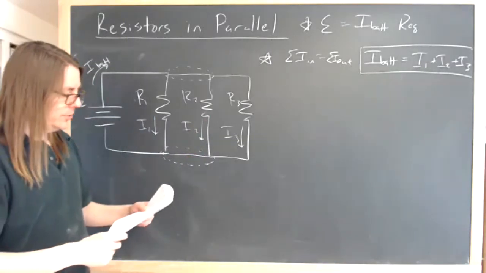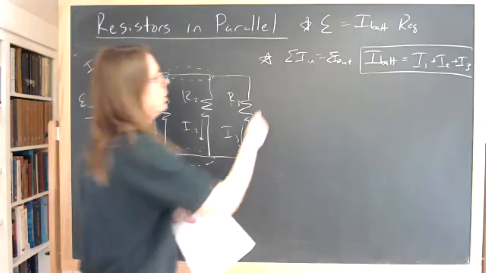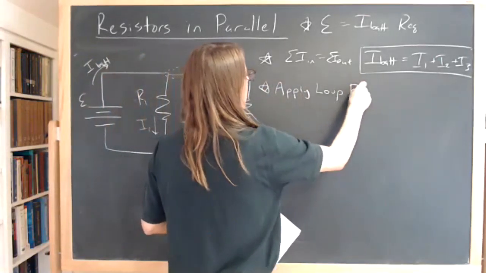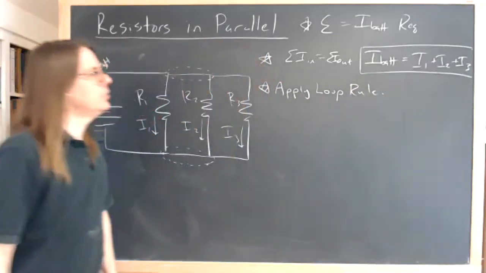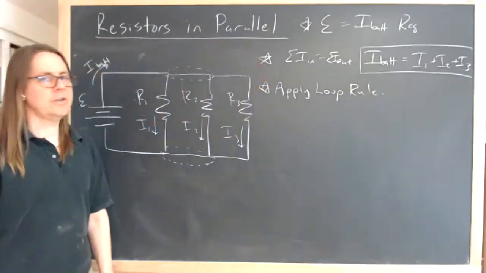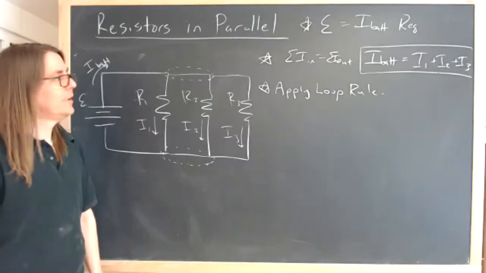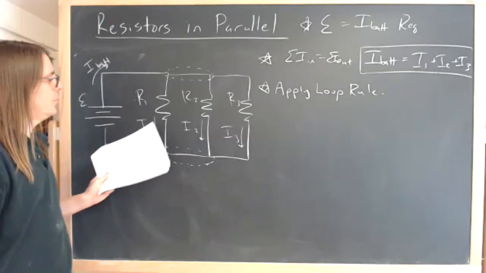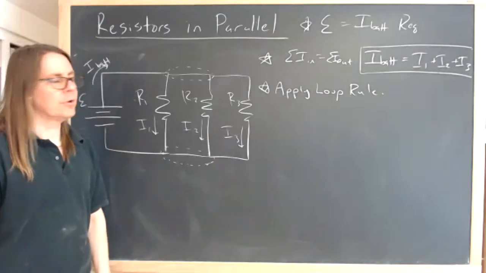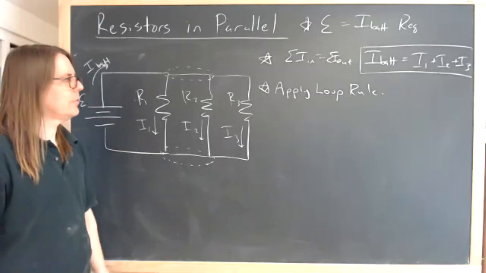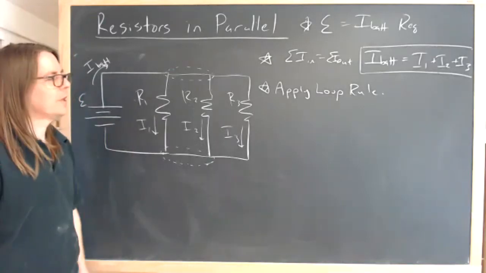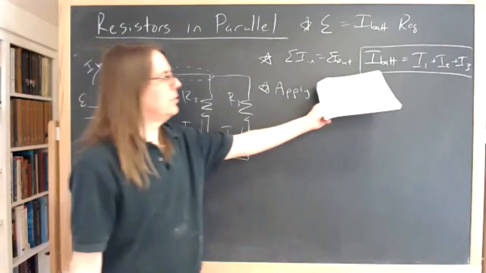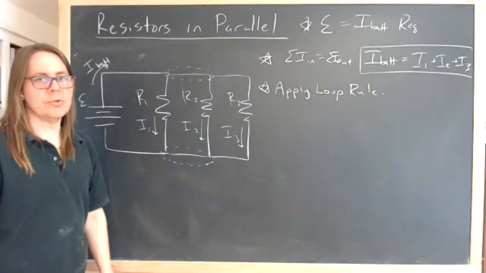So now what we want to do is apply the loop rule. And you could ask where and how many times. That's where the experience comes in. We have a lot of unknowns here. We don't know I battery. We don't know I1, I2, or I3. We have four unknowns, four currents unknown. Assume you're given the resistances and the EMF. So four currents unknown means we probably need four equations, and we have one. So in this case, we need to do three loops.